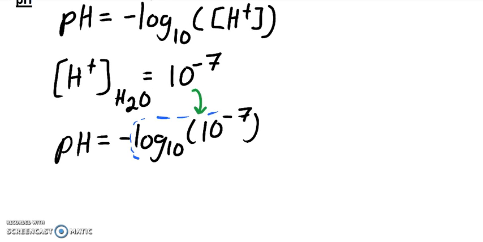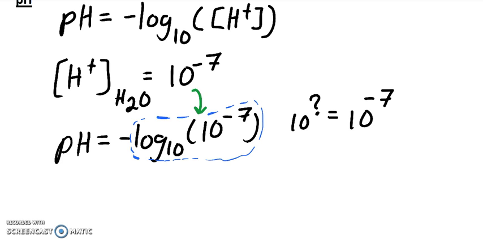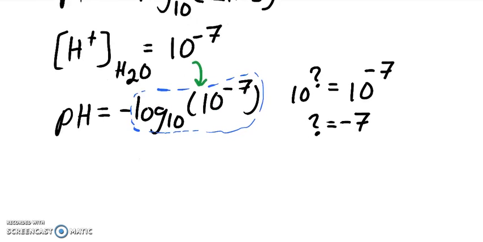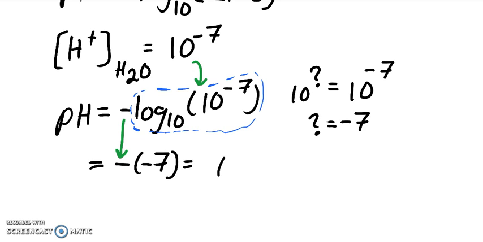What this part of the equation tells me to do is basically ask, 10 to what power, so 10 to the question mark, is going to give me what's on the inside, 10 to the negative 7. So common base tells me the exponents are the same. So my question mark here is equal to negative 7. So pH, let's not forget my negative sign from up here, is equal to that. So pH of water is 7.